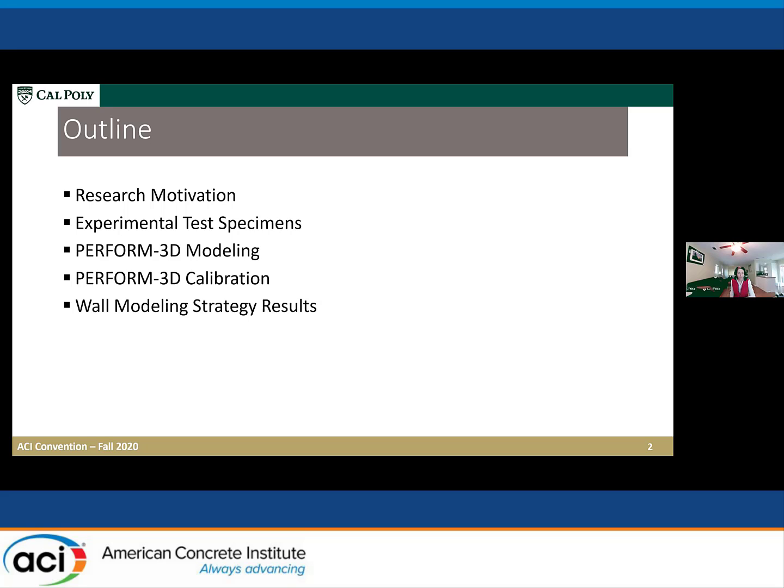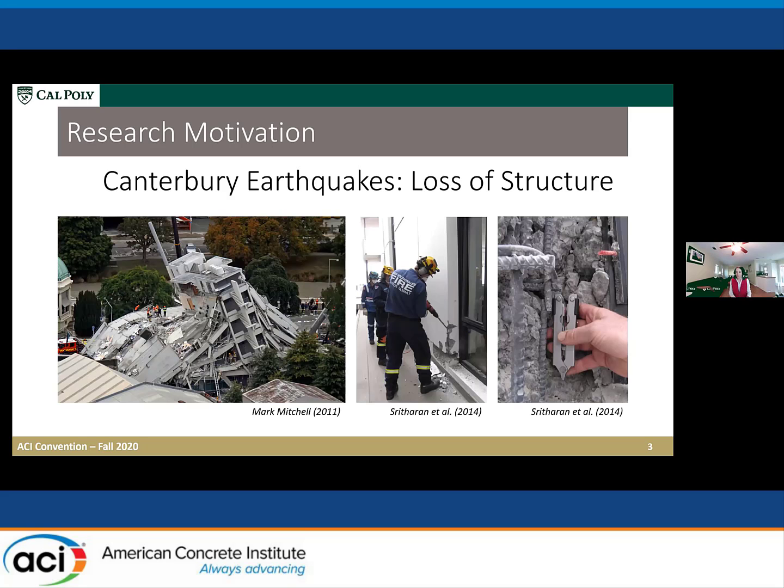So what motivates this work is the performance of lightly reinforced concrete structural walls in the New Zealand 2010-2011 earthquakes. It was relatively poor. And what the concern is for this wall is not about the strength, but it is about the drift capacity and the fact that these perform in a non-ductile manner.